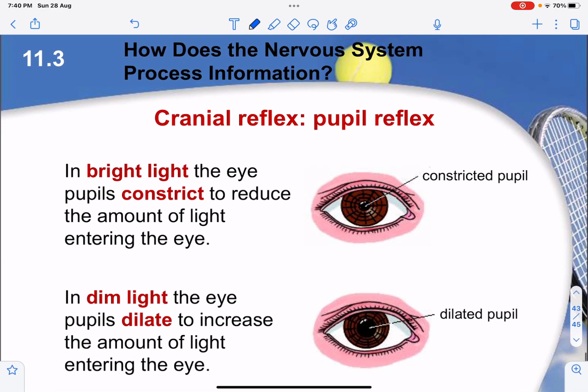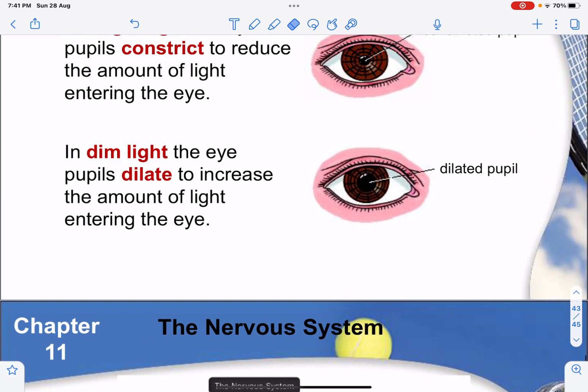The next one is the cranial reflex, which is the third reflex action, the pupil reflex. For example, in bright light, the eye pupil will constrict to reduce the amount of light entering your eye so that you don't get too high a light intensity that damages your sensory neurons. And in dim light, the eye pupil will dilate, meaning it becomes bigger, to increase the amount of light entering the eye so that you can see more clearly.